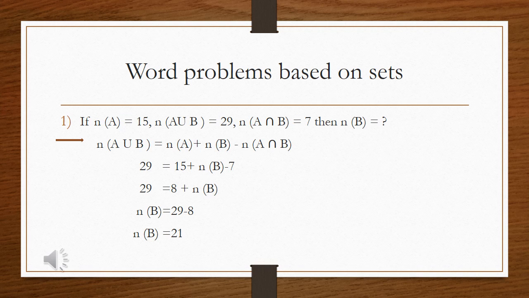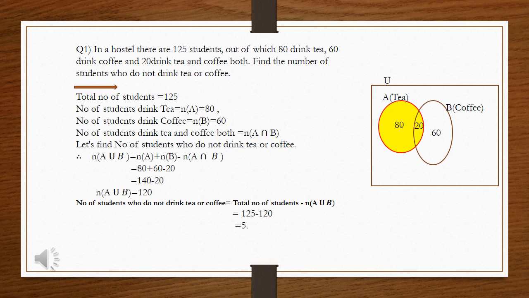That means 29 equals 15 plus n of B minus 7. So we get 29 equals 8 plus n of B. So n of B equals 29 minus 8, which is 21. That means the number of elements in set B is 21. Now let us discuss another word problem.